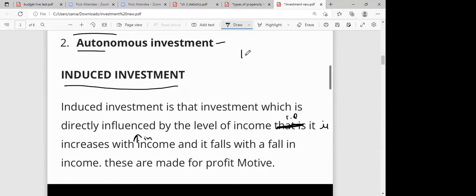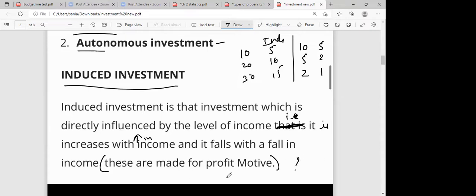So basically, for example, your income is increasing 10, 20, 30. That means your induced investment will also increase, 5, 10, 15. But for example, your income is falling 10, 5, 2, then your induced investment will also fall 2, 1, like this. So induced investment is that investment which is directly influenced by the level of income, that is, it is increased with increase in income and falls with fall in income. Why are these investments done? With the profit motive. Here your income is increasing, that's why you are increasing the investment, because you have to earn profit. But here your income is decreasing, so you will not get profit. At that moment you will decrease your investment as well. Clear?